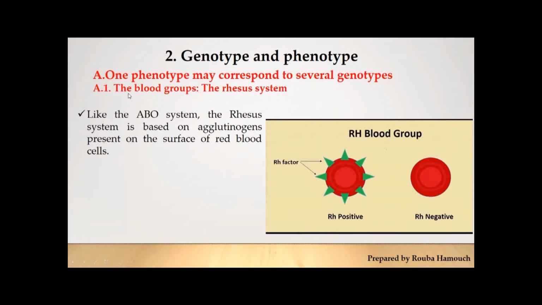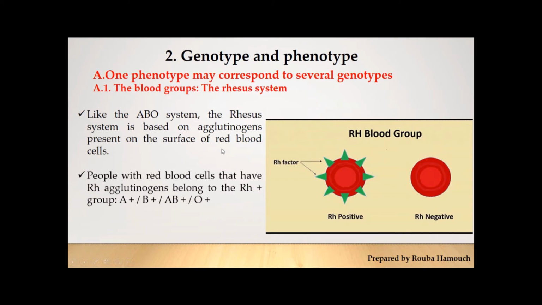Now we are still in the blood groups. We are going to talk about the Rhesus system, Rhesus positive and Rhesus negative. Like the ABO system, the Rhesus system is based on agglutinogens or antigens. Agglutinogens is the same as antigens present on the surface of red blood cells. So we have antigen A or antigen B on the surface of red blood cells, but also we have another type of antigen called the Rhesus antigen or the Rhesus factor, here a triangular shape in green.